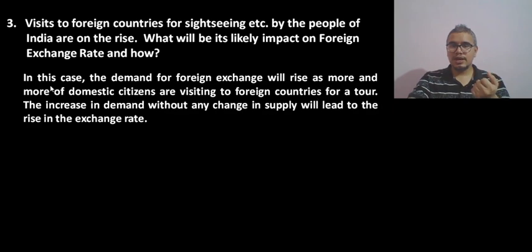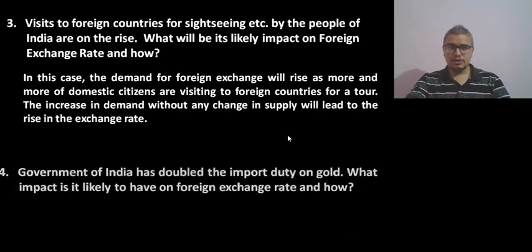So the logic behind that is this. In this case, the demand for foreign exchange will rise, obviously, because, as I have already explained in the first slide itself, of tourism. When we are touring abroad, we will require foreign currency. So demand for foreign exchange will rise as more and more domestic citizens are visiting foreign countries for a tour. So when the demand rises, supply remaining the same, there will be the case of excess demand, and whenever there is excess demand, price is going to rise. Price rises here means exchange rate will rise. Price is being replaced by exchange rate over here, so exchange rate will rise.